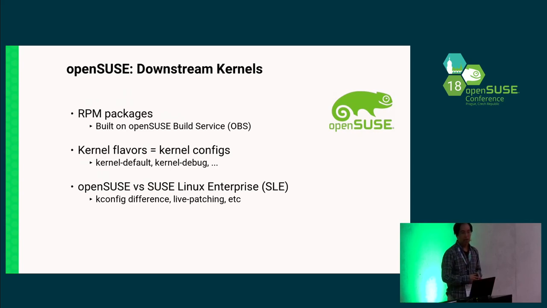Also, there is a slight difference between openSUSE and SUSE Linux Enterprise kernels. Particularly, the SLE kernel has a reduced set of kernel configurations, because the enterprise distribution wants to concentrate only on a limited set of devices and a limited set of features. Meanwhile, openSUSE provides almost all the features and drivers provided by the upstream kernel. Also, SLE kernel provides live patching by kGraft, while openSUSE provides a rolling release following the latest stable tree with Tumbleweed. So there are small differences between them.